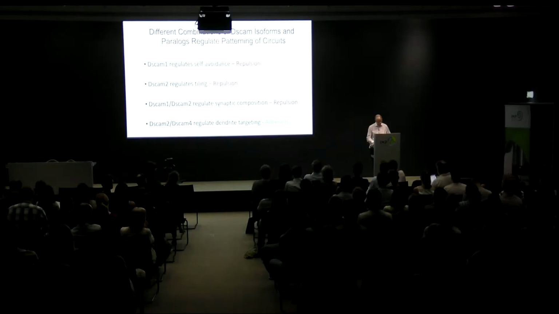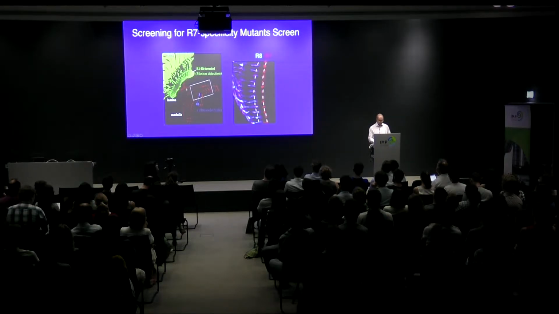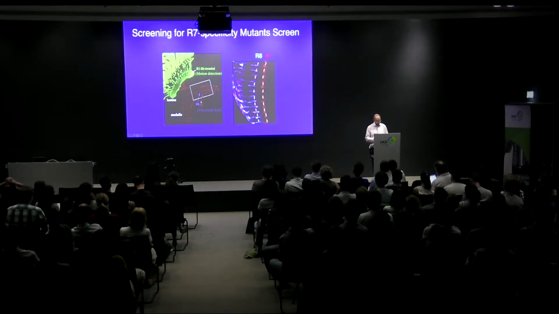And we did a number of these screens in the early 2000s. I'll show you just one, and it helped us identify an important component in regulating wiring, both within the lamina and the medulla. So this is a screen for R7 specificity mutants. R1 through 6 terminate here. They play a crucial role in motion detection, and R7 and R8 play a role in color vision, with R7 being the primary receptor for ultraviolet light.